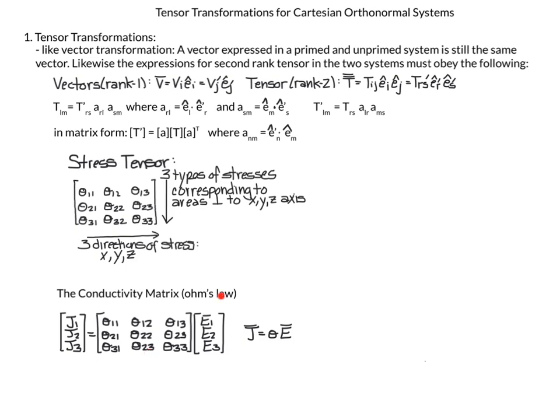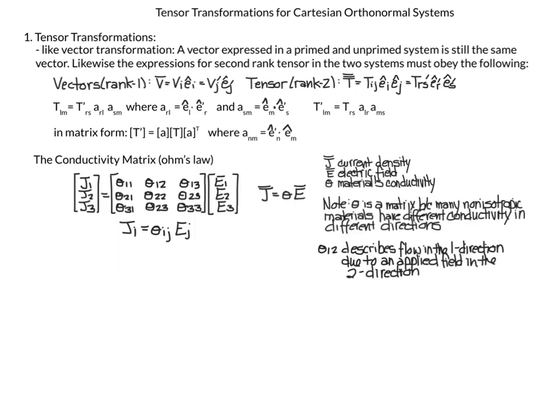So the conductivity matrix is based on Ohm's law, or is Ohm's law. So here we have J, our sigma, and our E. And just to go over some of the physical meaning, the J vector is the current density, the E vector is the electric field, and the sigma is the material's conductivity. And so this could be easily written as a single sigma if sigma were in fact a scalar.